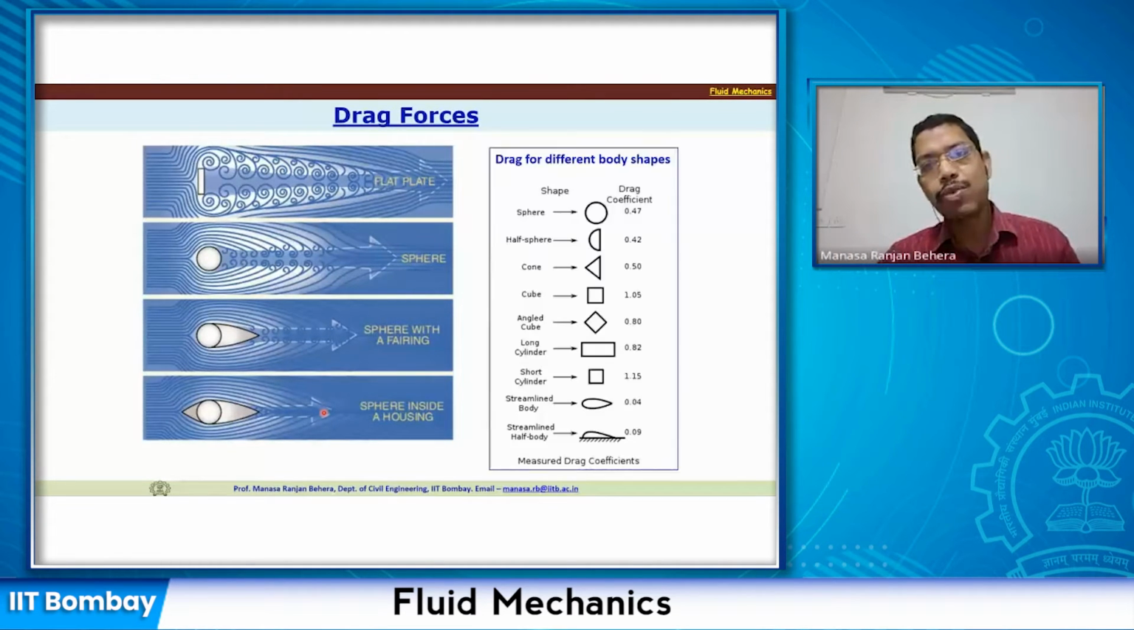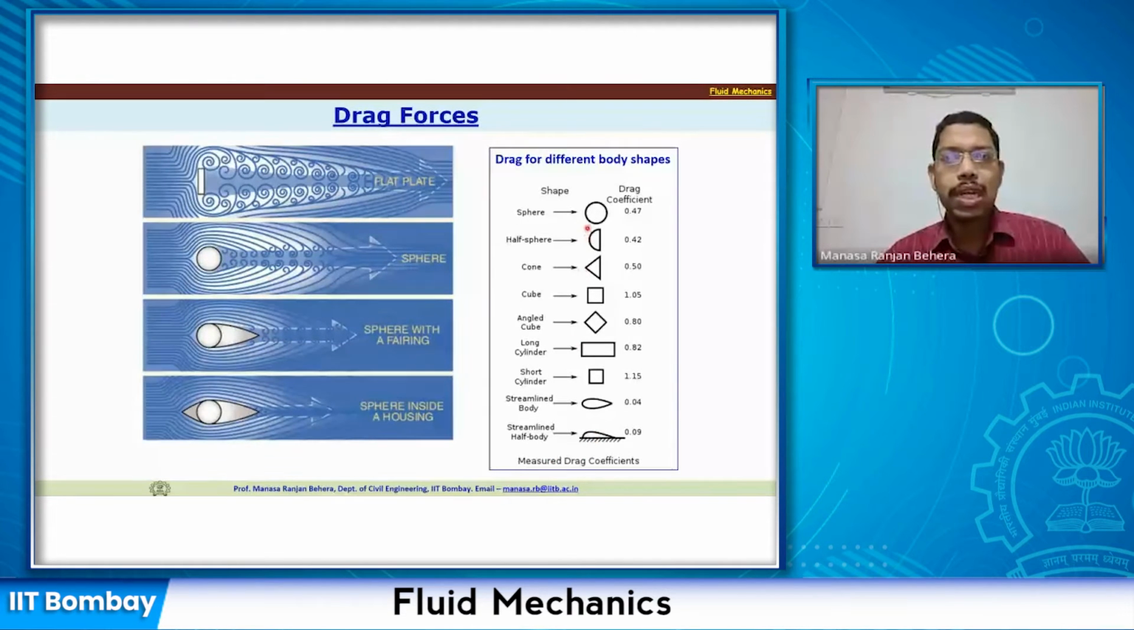Corresponding to different shapes, we have different drag coefficients also. What is drag coefficient? Basically it is a coefficient which is multiplied. We have the formulation for drag: Fd, the drag force, is half rho u square A, where A is the area, multiplied by a drag coefficient Cd. So that Cd value, or the drag coefficient, is derived for different types of shapes.